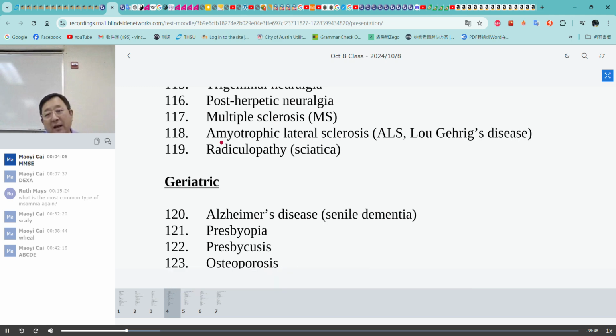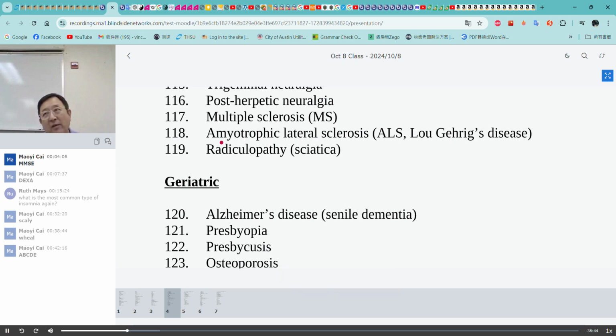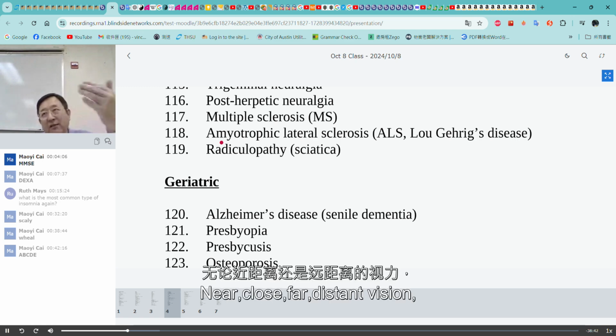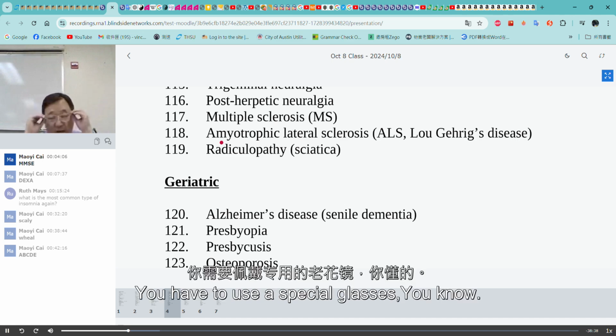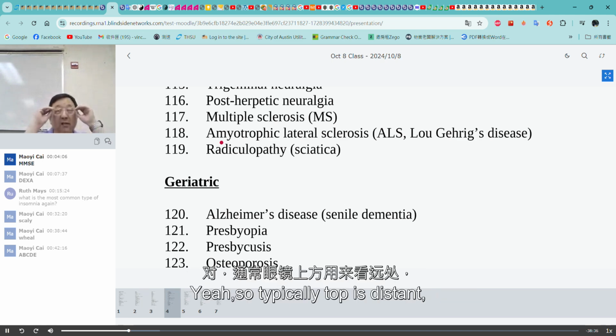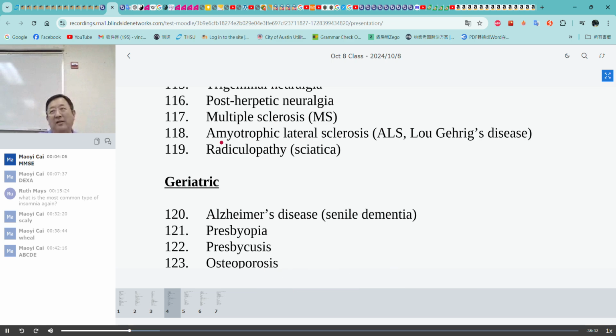And on the other geriatric topics, they ask the question, what is presbyopia? Presbyopia is just like an older vision. You need a bifocal for near, close, and far, distant vision. It's all bad. So you have to use special glasses. Typically the top is distance and the bottom is for reading, right? This is presbyopia.